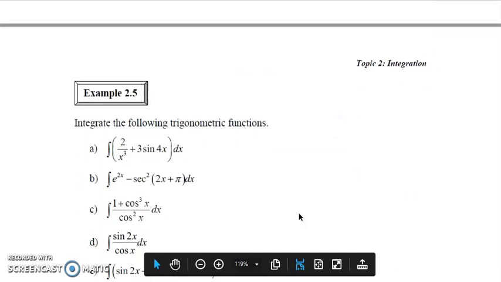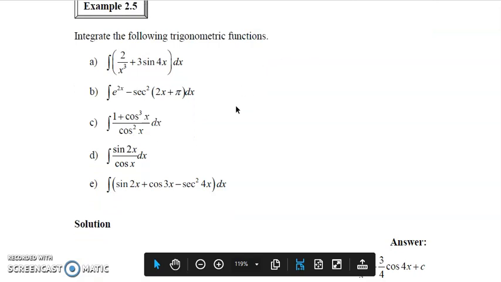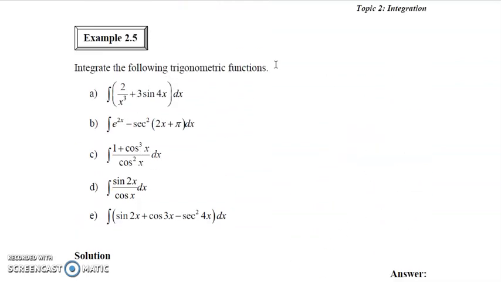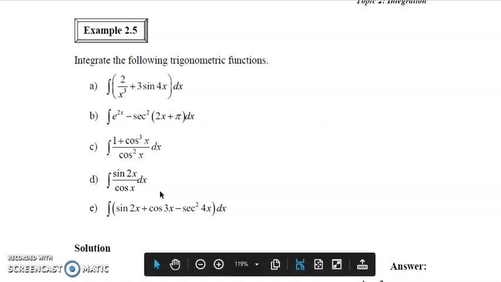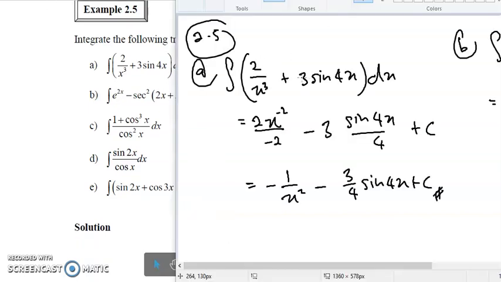So let's proceed. Example 2.5, there are a lot of questions here, and as you already have the answers, I want you to try it. Maybe you can stop the video and try all the questions here based on the integration formula, and then check the answers later. Okay, let's check the answers. I already have the answers actually.